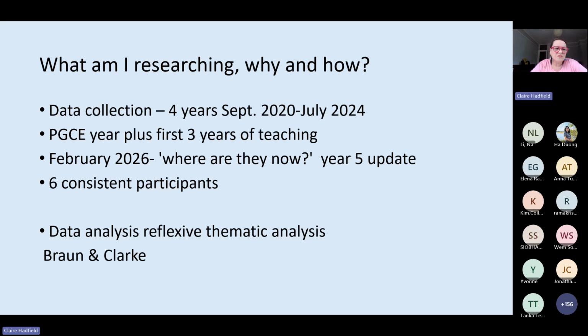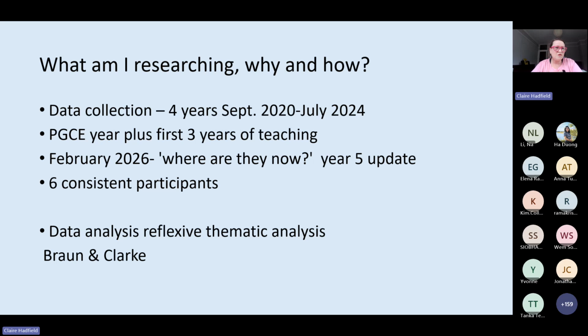One of the other things that appealed to me about reflexive thematic analysis was it's very much focused on language. So I worked a lot with interview transcripts. The process of coding means that you become very, very familiar with those interview transcripts. You can look both at the surface, the semantic meanings, and also the latent meanings behind what your participants are saying. And that for me then generates depth and richness of analysis.